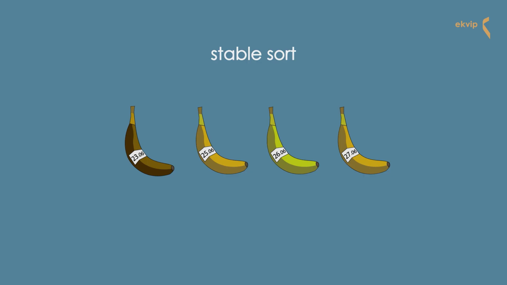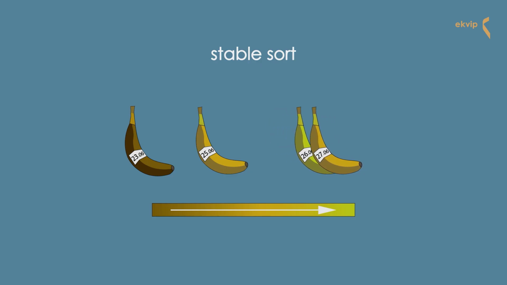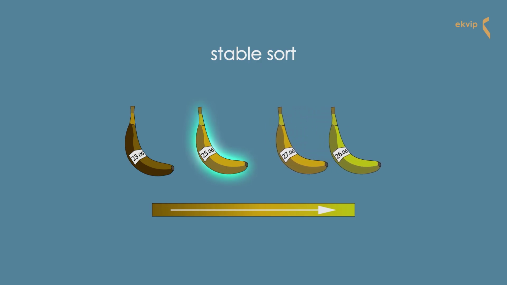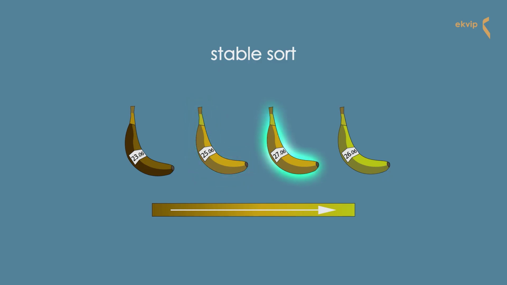Say we first sort the bananas by expiration date. Now we want to sort them by their color value. Here's the key. If the banana with best before date June 25th originally came before the one with the best before date June 27th, it will stay in that order even though both are now just labeled yellow. That's what a stable sort does, it respects the earlier order of equal items.